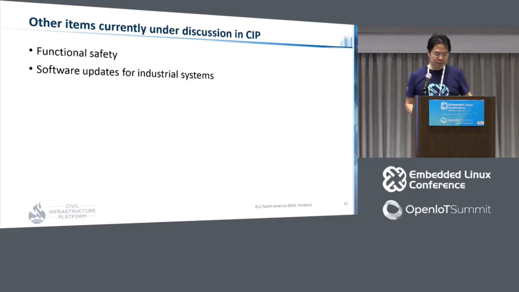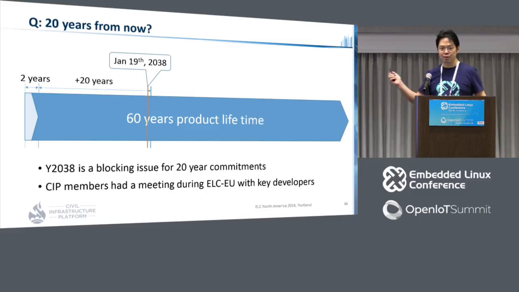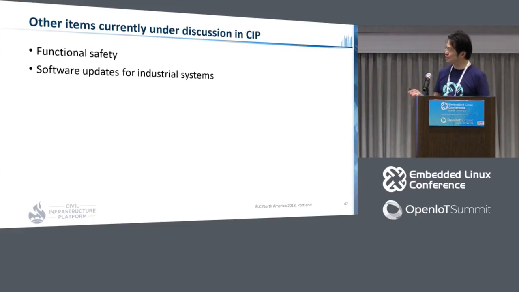Yeah, this is currently ongoing, but unfortunately we haven't had any output yet. We are also discussing a lot of stuff. Functional safety and software update for industrial systems may also be needed. But for functional safety, there are also some projects running, like SIL2LinuxMP or something like that. But this is a very difficult issue. So we want to know what they are doing, and also we'd like to decide how we can collaborate with them.